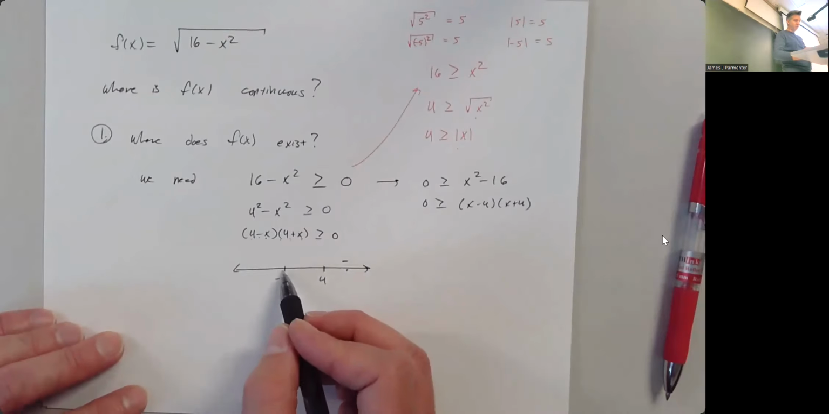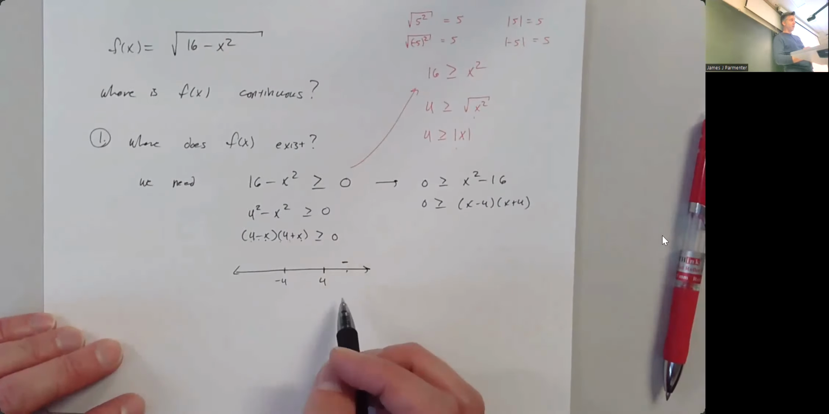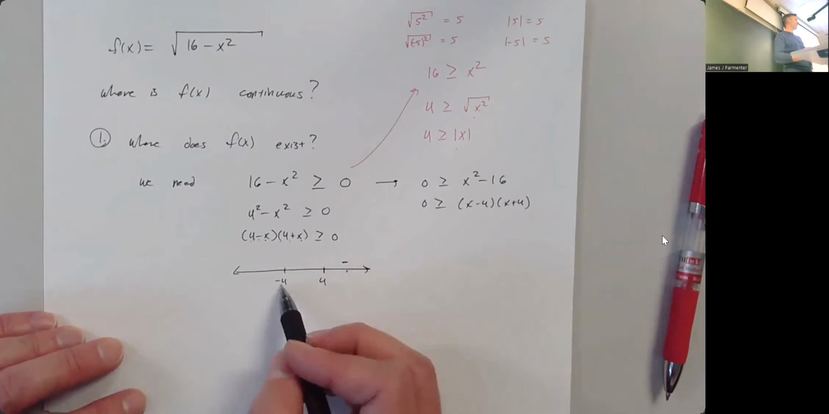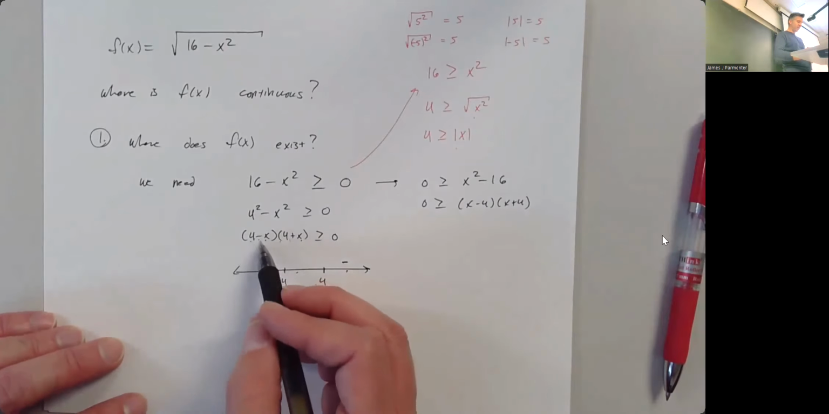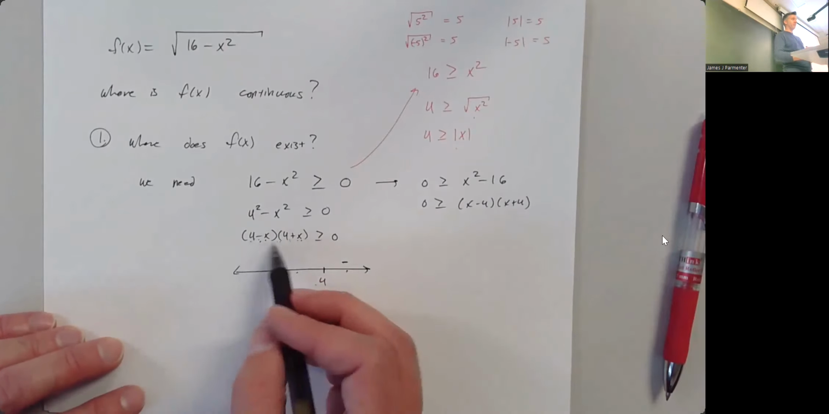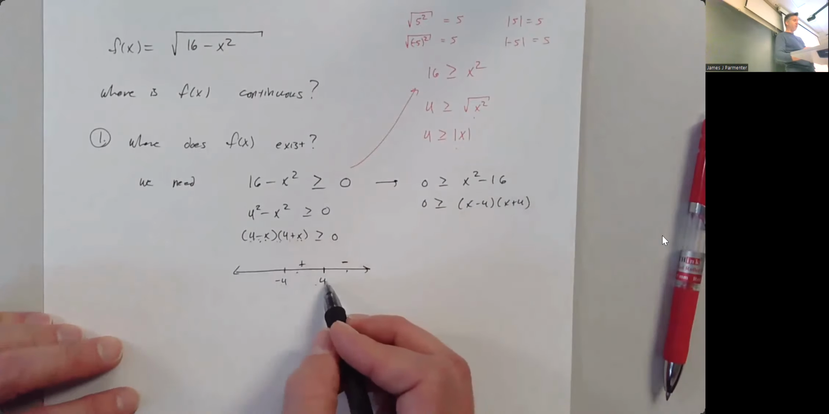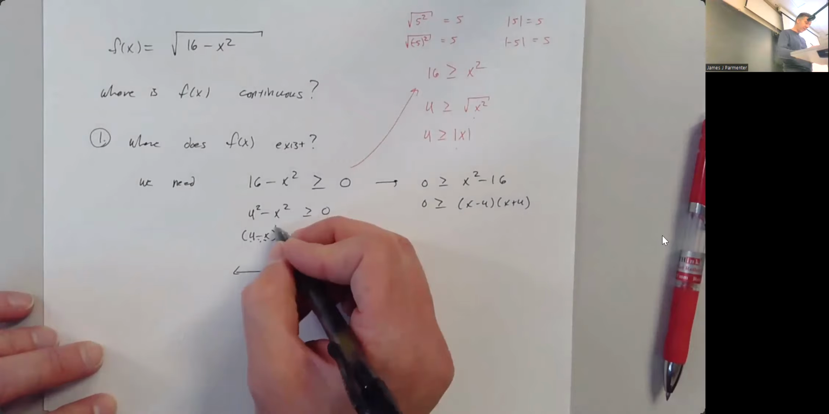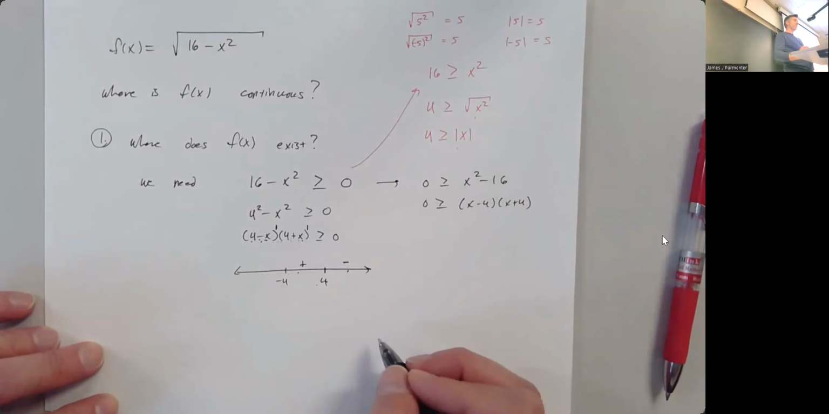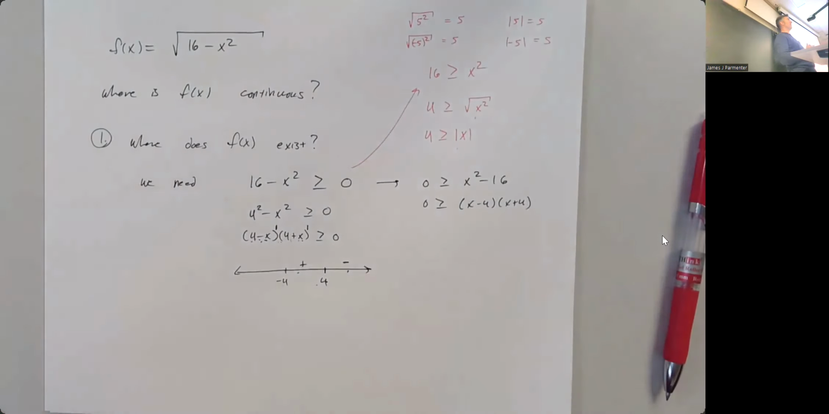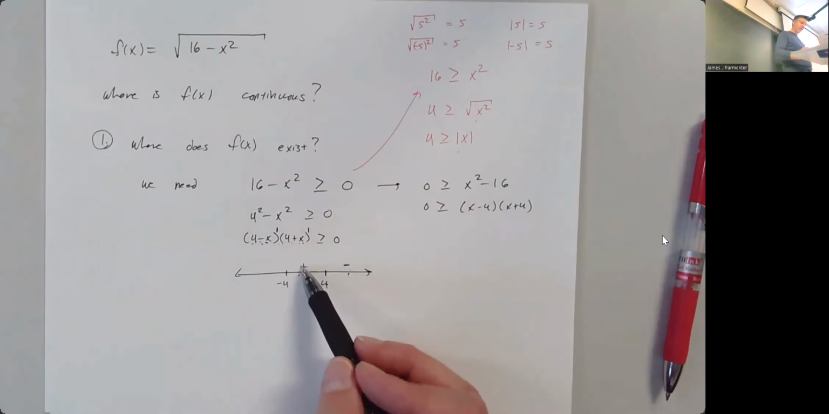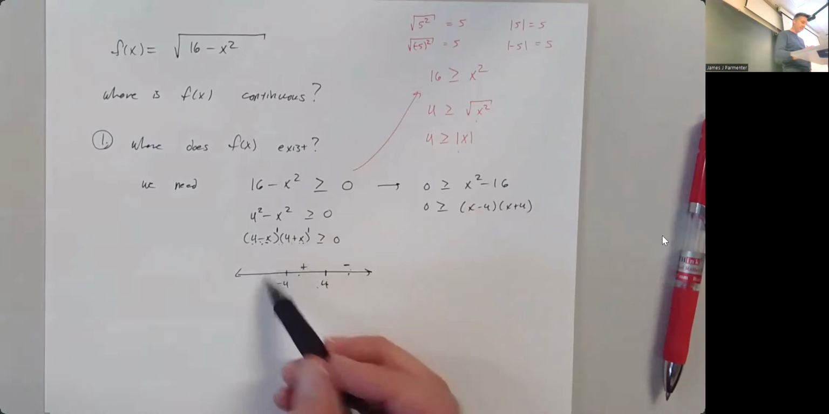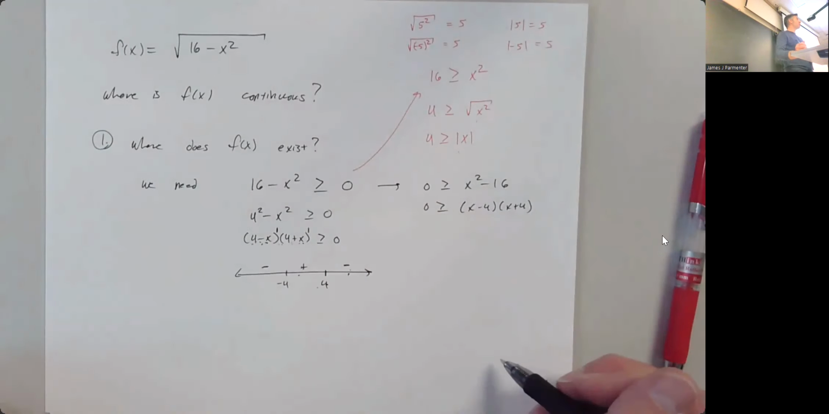If I pick a number between, well, I could pick a number between -4 and 4, like 1, and 4 minus 1 is positive, and 4 plus 1 is positive, and positive times positive is positive. Or I could have said 4 came from the 4 minus x factor, which has what kind of power? I know that it's 1, but it's odd or even. And when the power is odd, the sign changes. So you could do it that way.